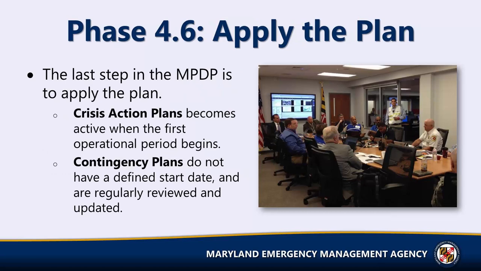The last step in the Maryland Plan development process is to apply the plan. For crisis action plans, the plan becomes active when the first operational period begins. Contingency plans, however, do not have a defined start date. Thus, once the plan is complete, the plan enters into a systematic review and update cycle.